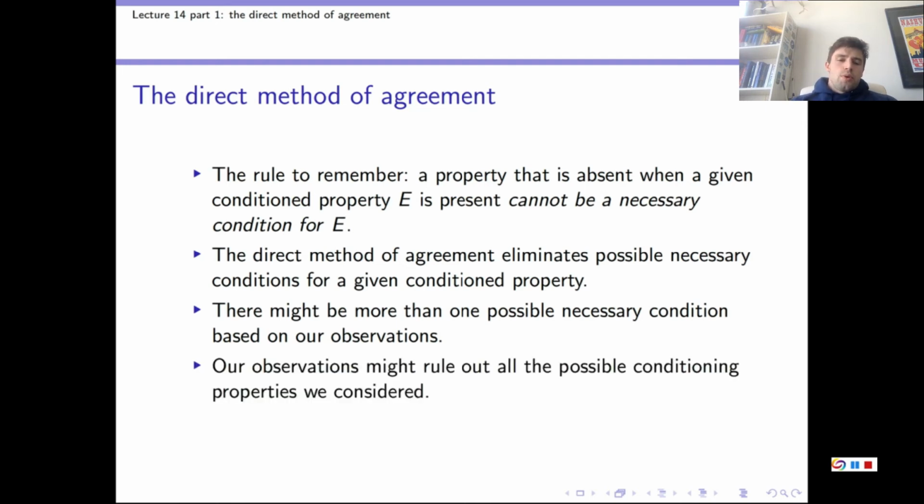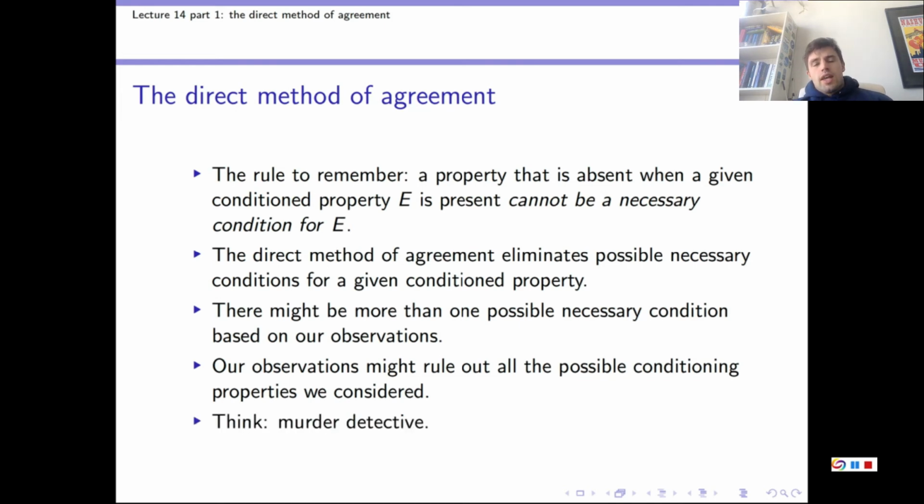Now, what's more, if our initial list of possible conditioning properties doesn't include a necessary condition for the given conditioned property we're interested in, then we won't be able to find it using this method. We would have to go back and use a bigger, more comprehensive list of possible conditioning properties to begin with. Your observations might eliminate everything in your initial list of possible conditioning properties.